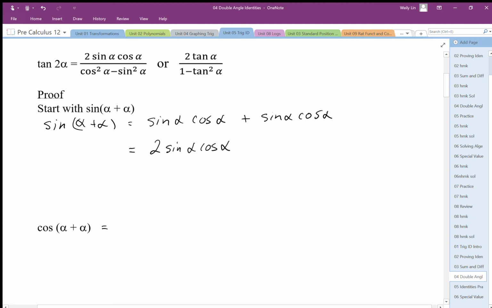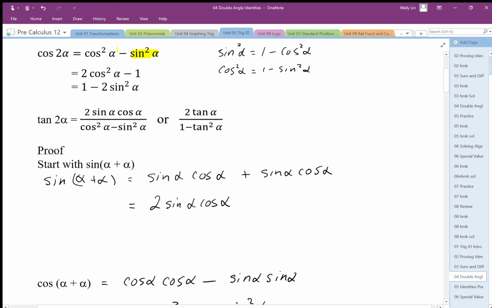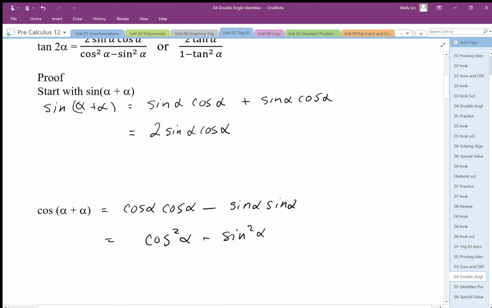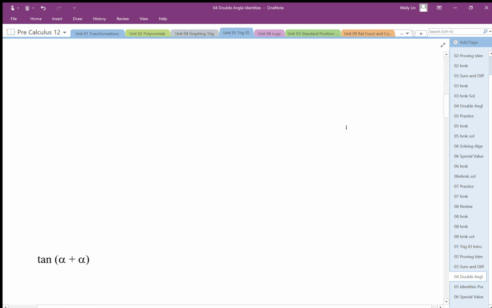The same thing can be done with cosine. Okay, so I'm just going to plug it in. So for cosine, it's going to be cos alpha cos alpha, and for if it's plus here, it's going to be minus here. It's going to be cos cos minus sine sine. So cosine times cos is cos squared minus sine squared alpha. Okay, so there it is. There's our double angle identity for cos. So fairly easy to generate. These are just based on the sum identity.